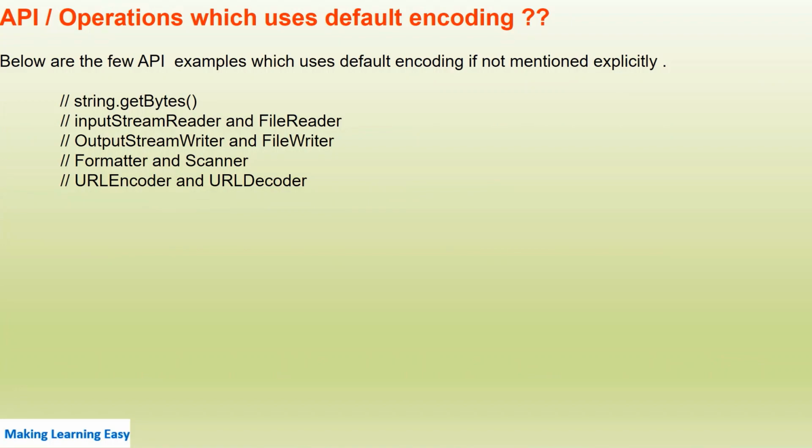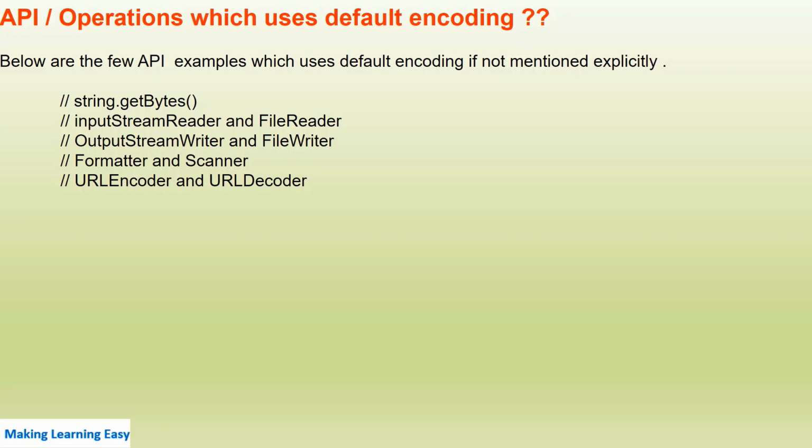Now here I have mentioned a few API examples which use the default encoding scheme. With these APIs, if we are not setting the encoding scheme explicitly, then these APIs will use the default encoding scheme for the encoding or decoding operation. If you don't want to use the default encoding scheme in these APIs, you can pass a particular encoding scheme in the method.